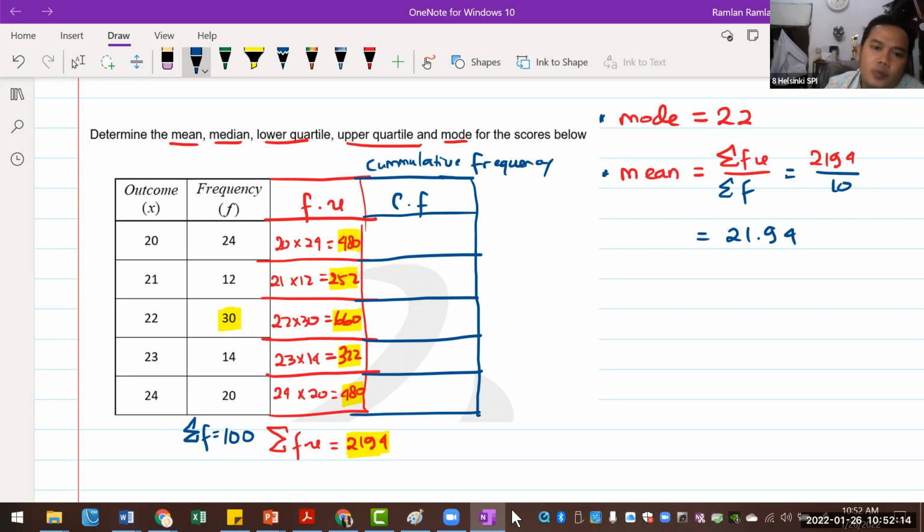Okay, so when we talk about cumulative frequency, we only need to focus on the frequency.